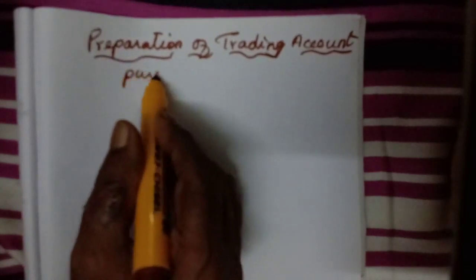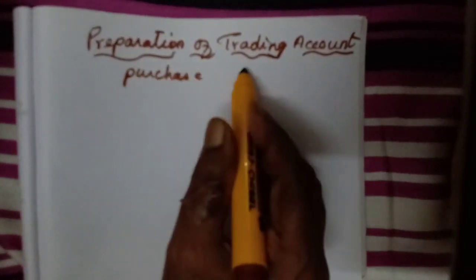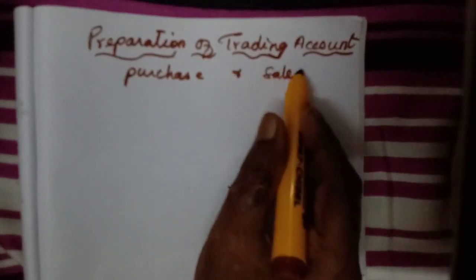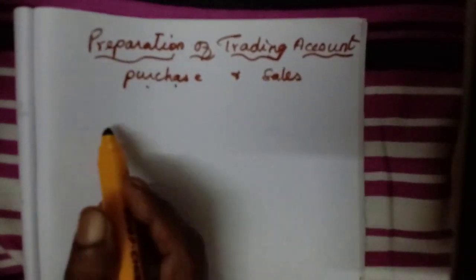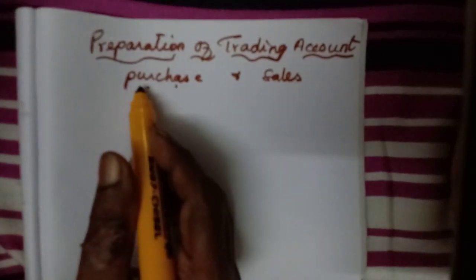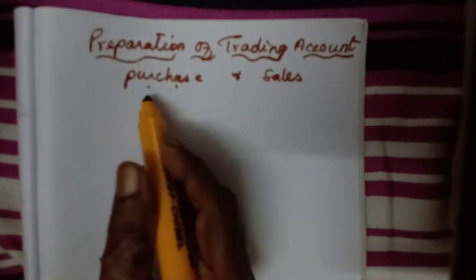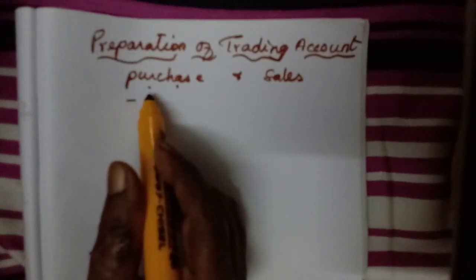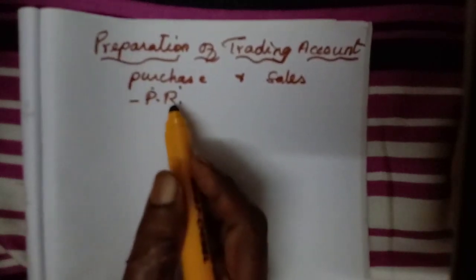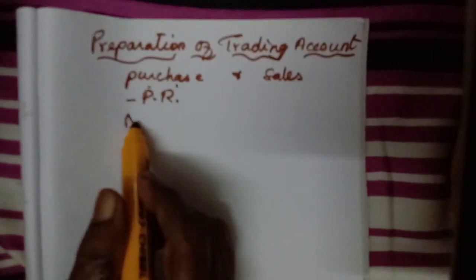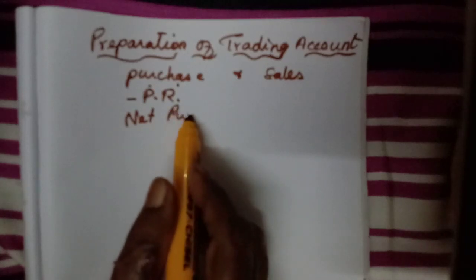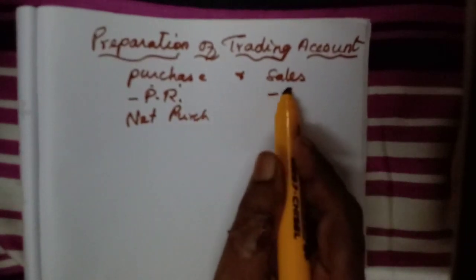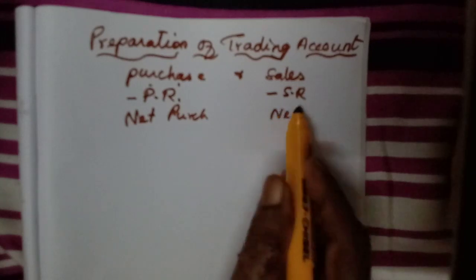So what is a trading account? In short, trading means what? Purchasing and selling, isn't it? So we compare the sales with the purchases. We know purchase means the goods bought for resale, isn't it? So here we need to deduct the purchase return also. Purchase returns must be deducted from the total purchases. So we have to take the net purchases. The sales also, minus sales returns, we will take the net sales.